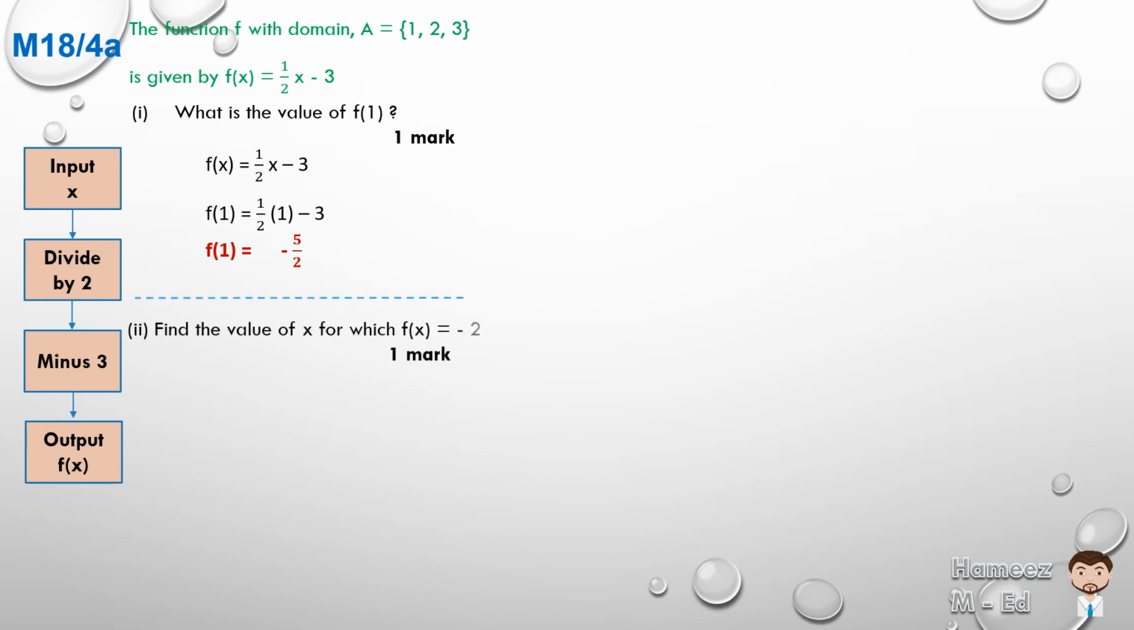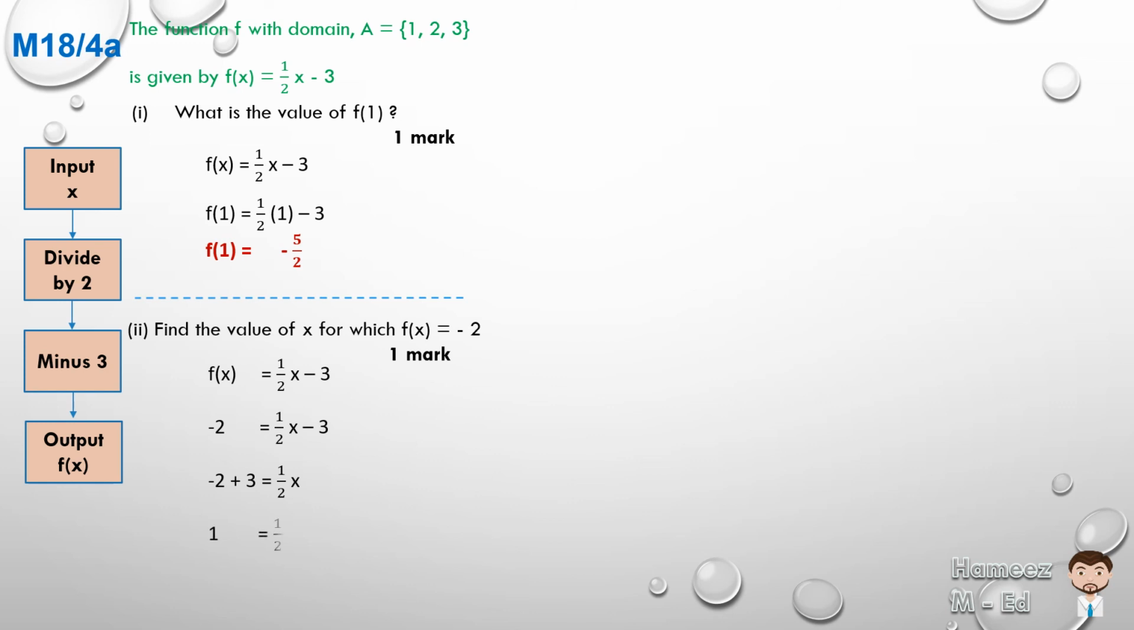Part 2. Find the value of x for which f of x is equal to minus 2. So in this case, the output is minus 2. What is the input value, x, that we need to get that output? f of x is equal to half x minus 3. So minus 2 is equal to half x minus 3. And if we want to get x now, we need to keep that alone on the right side. So we need to move everything else across. Minus 3 is on the right side. When we move it across, it will become plus 3. So we get minus 2 plus 3 is equal to half x.